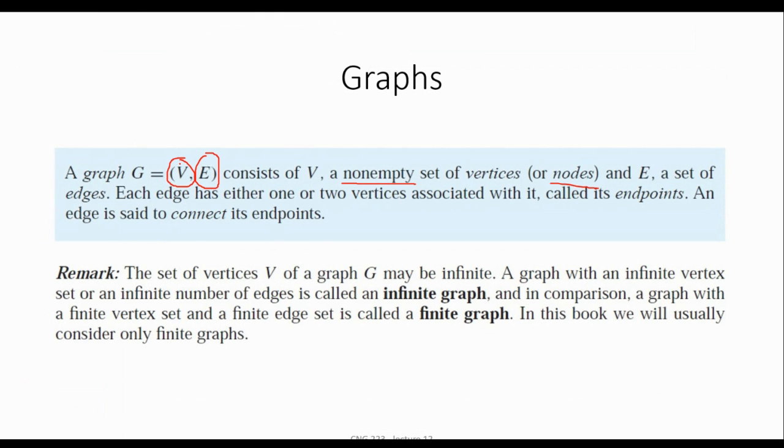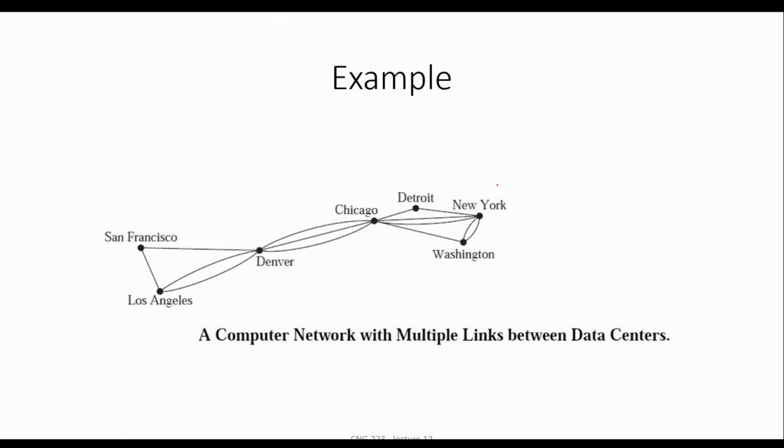Whenever the size of either set or both of them is infinite, we call it an infinite graph. Otherwise, if we have a finite number of elements in each of these sets, we call it a finite graph. So this is how it looks. It contains vertices, these points, as you can see, and they are connected by these edges.